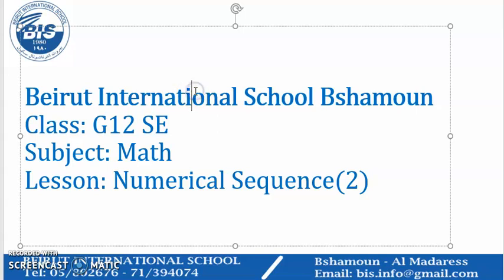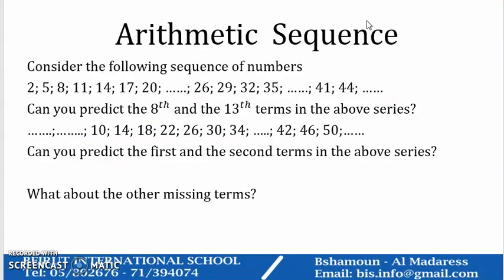How can we recognize that a sequence is an arithmetic sequence? First of all, consider the sequence of numbers 2, 5, 8, 11, 14, 17, 20, and we have a missing term here, then 26, 29, 32, 35, and also we have another missing term. Also here we have 41 and 44. Now, can you predict the 8th term and the 13th term?